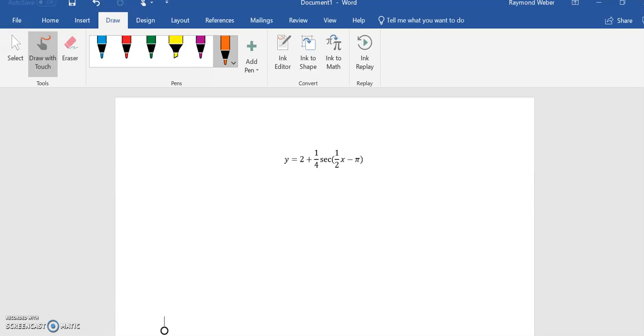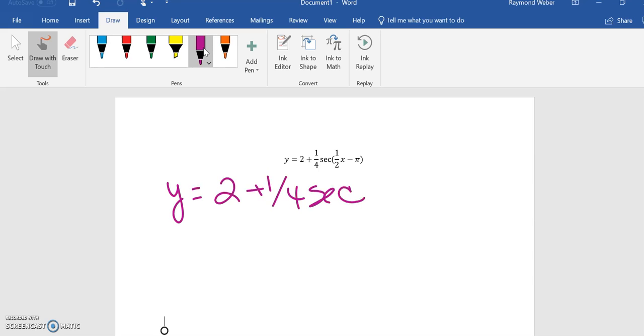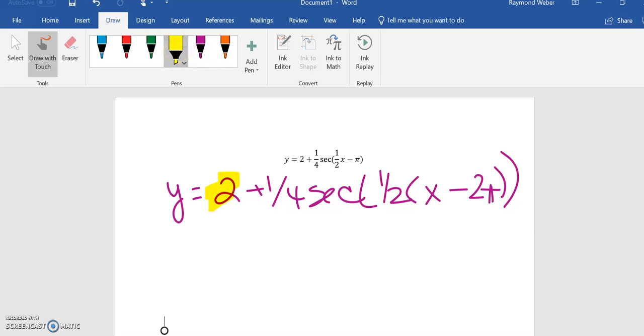Okay, I want to walk through the steps of hand graphing the secant graph. The first thing I'm going to do is a little bit of rewriting. I'm going to turn this into y equals 2 plus 1/4 secant, and I'm going to pull the 1/2 out, meaning x minus 2 pi. The reason I did that is because from here I can pull all my information out.